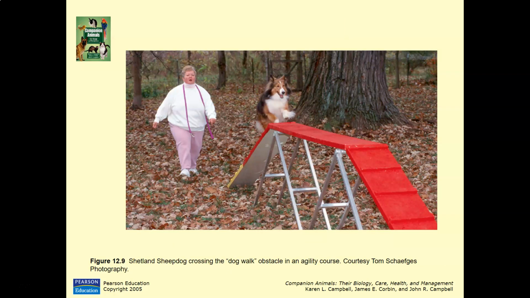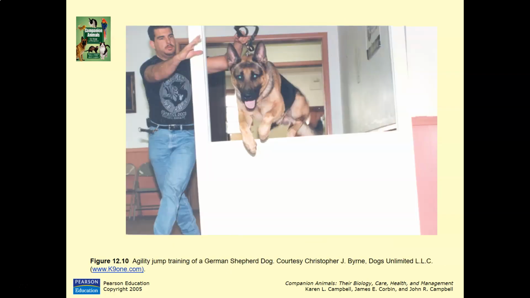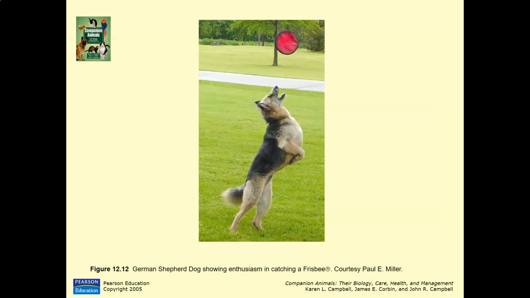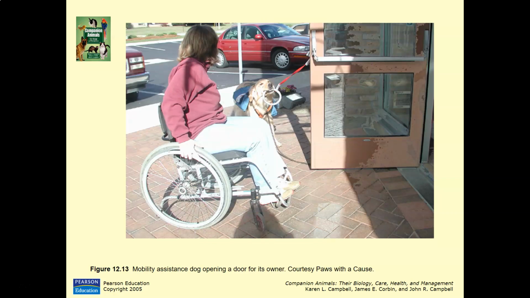These Shetland sheepdogs are going across a dog walk, which is an obstacle in an agility course. This is an agility jump for a German Shepherd dog, and I think that's the same dog we just saw a second ago on an agility course. There's a dog catching a frisbee.